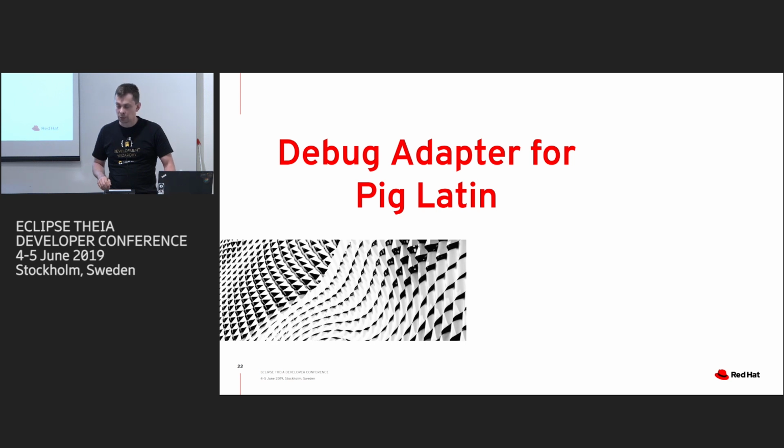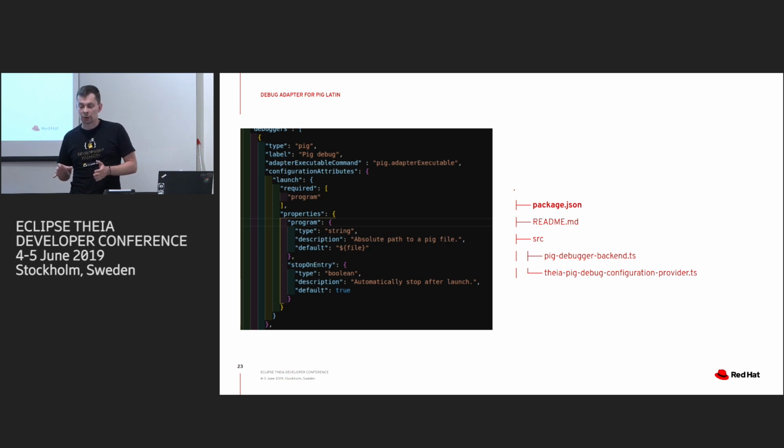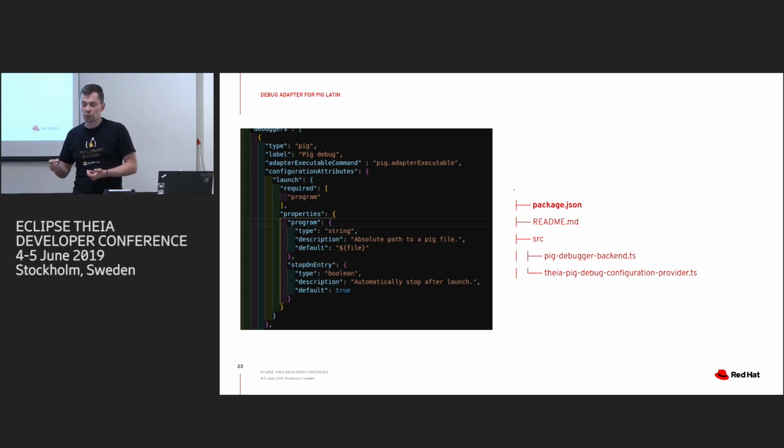And let's have a look at the plugin that contains this debug adapter. So one more time, we have package.json with the debugger contribution, right? In our case, it has type pig and label Pig Debug. It contains an executable command which just returns the command line to start the debug adapter. And also two properties: program, which indicates the script to debug, and the stopOnEntry attribute.